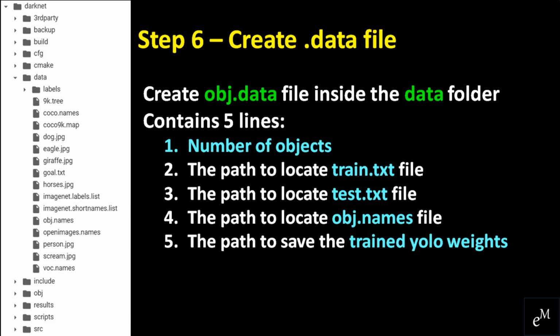The next step is also to create a file. Inside the same directory, the data folder, we will also need to create an obj.data file to specify the following five things, which basically indicates how many classes we are going to train. It also specifies the locations of the train.txt, test.txt, and obj.names files. And it also specifies the location where you want to store your YOLO weight files.